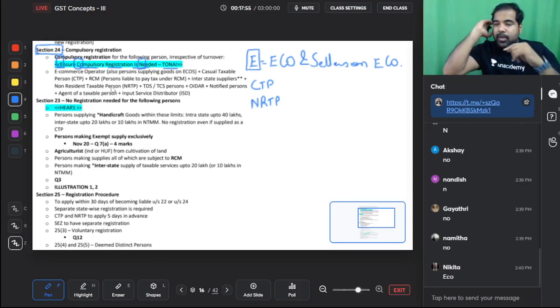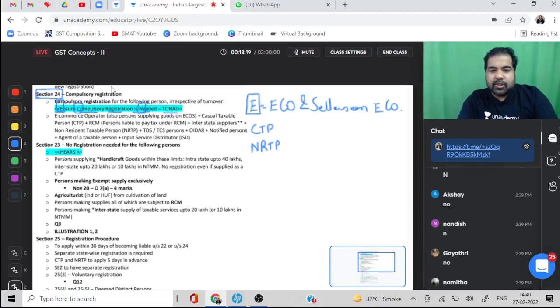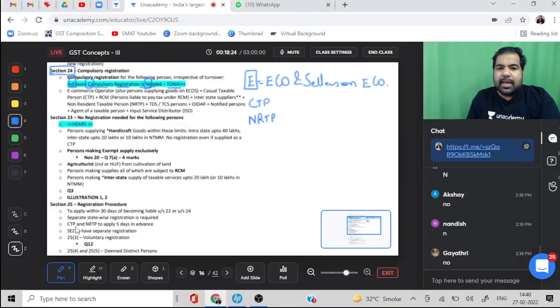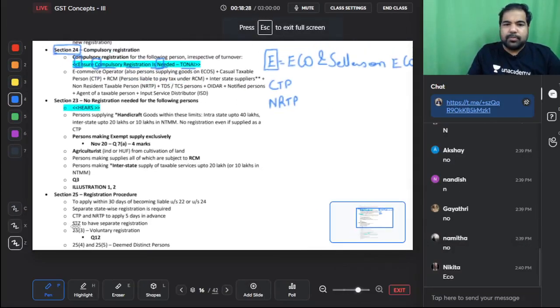Who are these people? A casual taxable person is someone who has a place of registration in India, let's say an electric bike company which is registered in Maharashtra, but they temporarily want to make supplies from another state, and they are called casual taxable, like at the Delhi exhibition which is lasting for 27 days. And a non-resident taxable person is like Tesla, who comes to India after 5 years, and in that case also registration is compulsory. NRTP also requires compulsory registration.